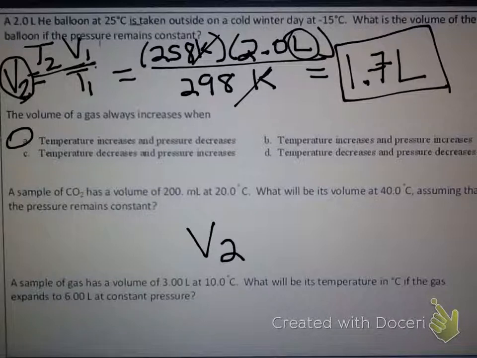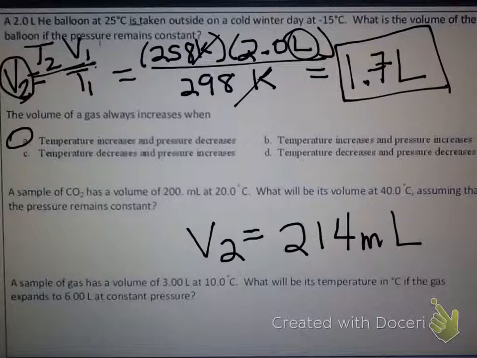In this next question that's given here, you're going to be calculating the second volume of the gas when the temperature changes. And as the temperature changes, the volume will change as well. Your volume should be 214 milliliters, give or take how you round. So that many, 3 significant figures.